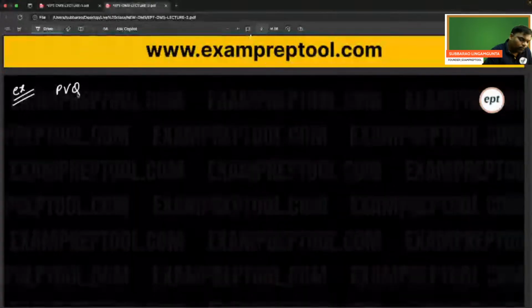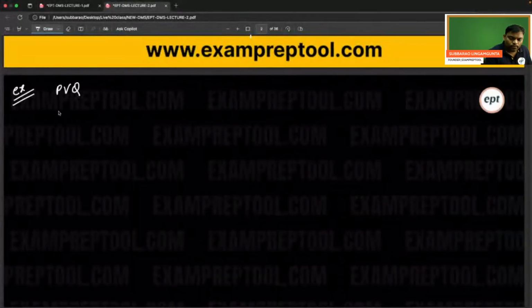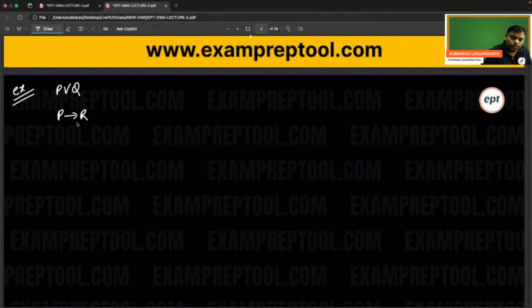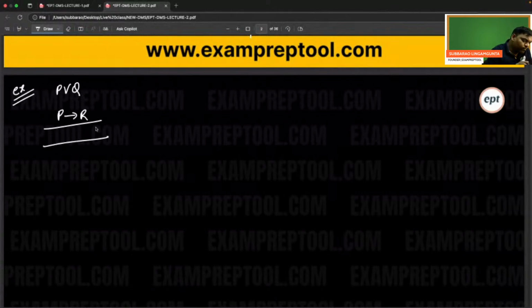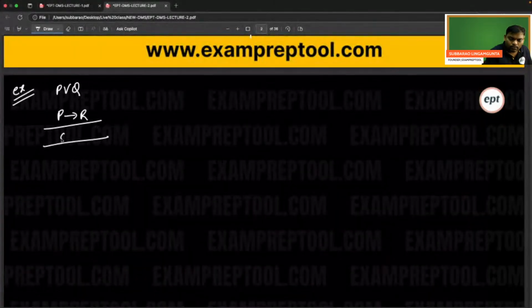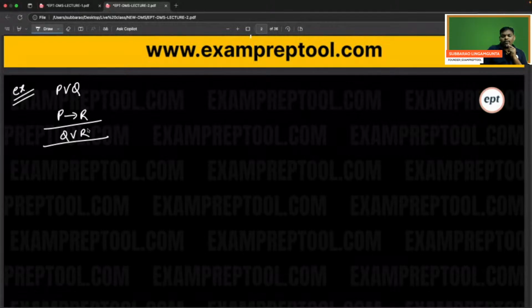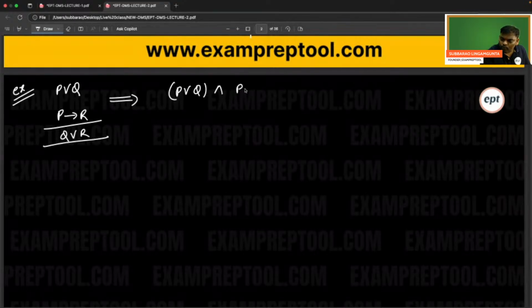P or Q, careful. P or Q, P implies R, deriving Q or R. Is it right or wrong? We'll see now. Let me do the normal way first. P or Q is one premise, and the operation. One more premise: P implies R. Q or R, we have to prove it.